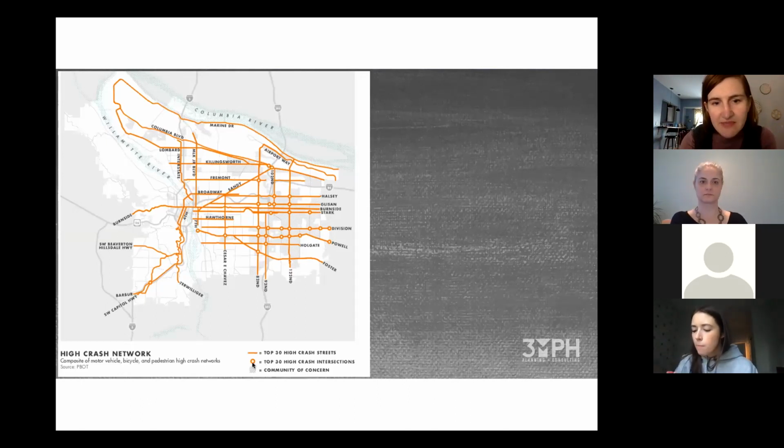Portland made this map that shows the 30 most high crash intersections in Portland. And they're shown here. 28 out of 30 are in East Portland. Only a quarter of the city's population lives in East Portland, but it represents about half the city's traffic deaths.